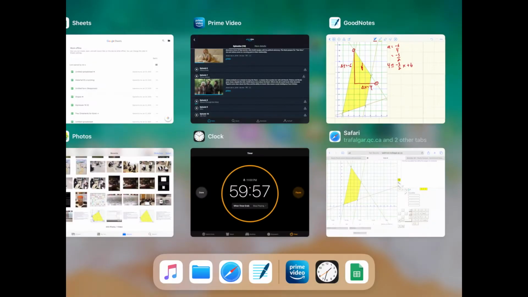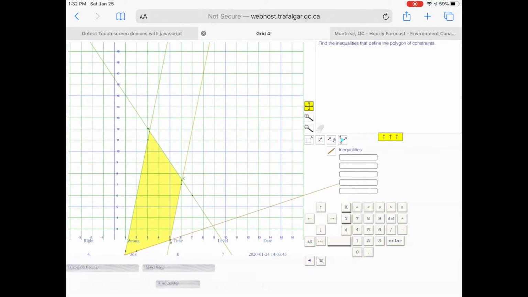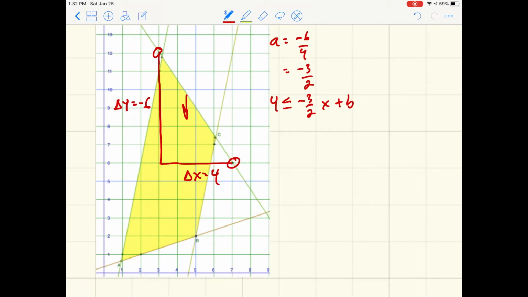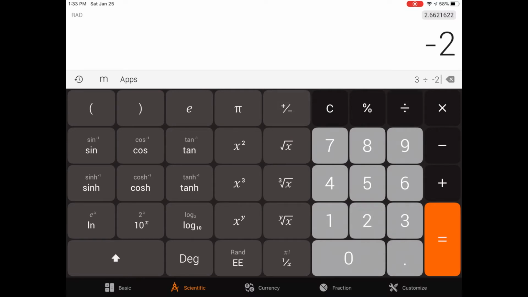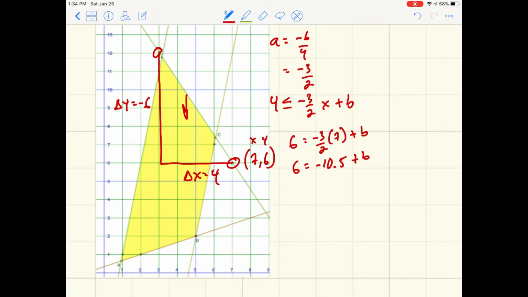Back to the program, we can look at the b, and we can see that b is somewhere between 16 and 17. It looks like 16.5, but we can't be sure. We want to figure out exactly what our b is. So I'm going to take one of the 2 points, like 7 and 6. The x value is 7, the y value is 6, so we have 6. I'm going to use equal to, because it's easier, negative 3 over 2 times 7 plus b. Negative 3 over 2 times 7 is negative 10.5. If I add 10.5 to both sides, we get 16.5 is equal to b. So y is less than or equal to negative 3 over 2x plus 16.5.